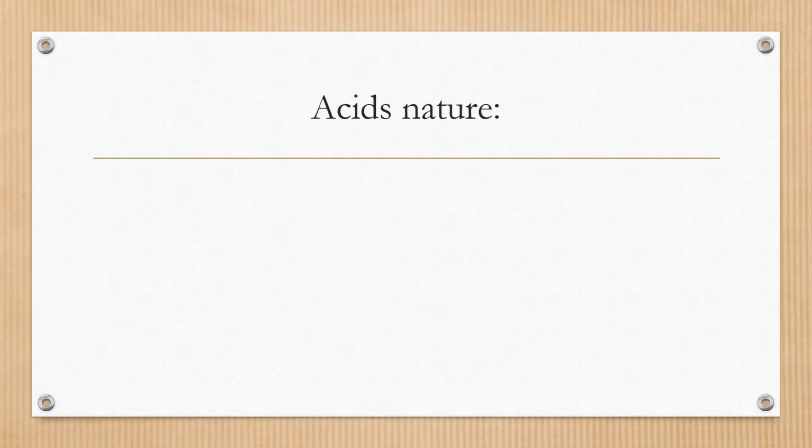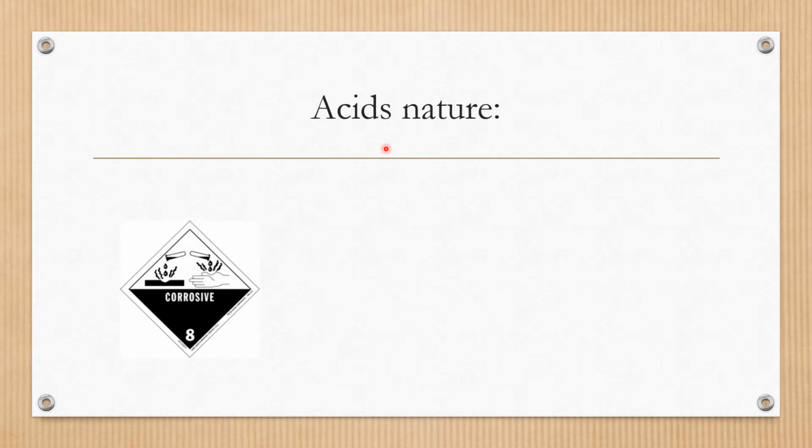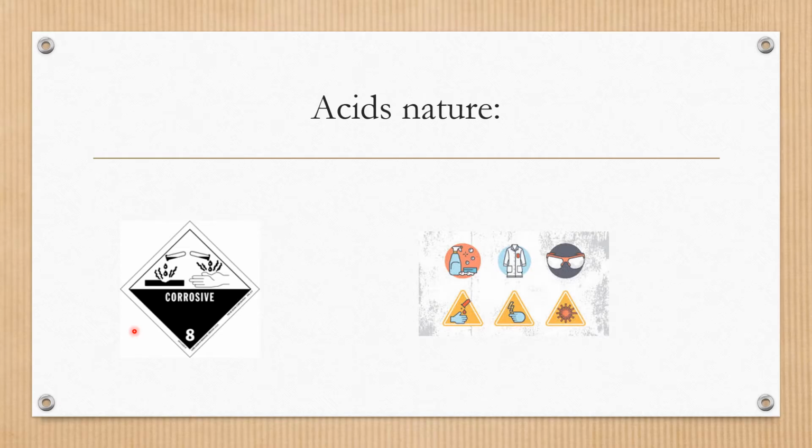Okay, let's see the acid's nature. When we intake acids in the form of fruits like tomatoes, tamarind, etc., it does not harm us. But in labs, we use the pure concentrated form of acids. Okay, that pure form of acids is corrosive in nature. While handling pure acids, one should be very careful. They should be very precautionary. They should wear goggles, gloves, and lab coats, etc. for their precaution. These are the precautionary measures.